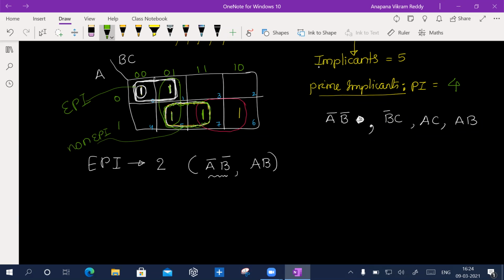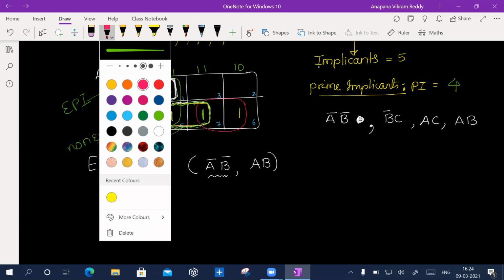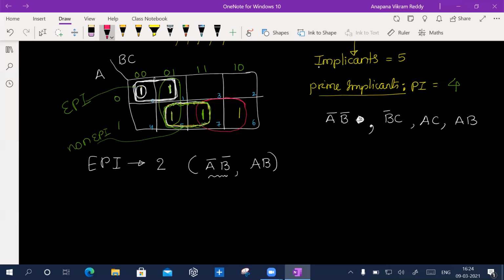And what about this red one here? This red one is an EPI, sir.